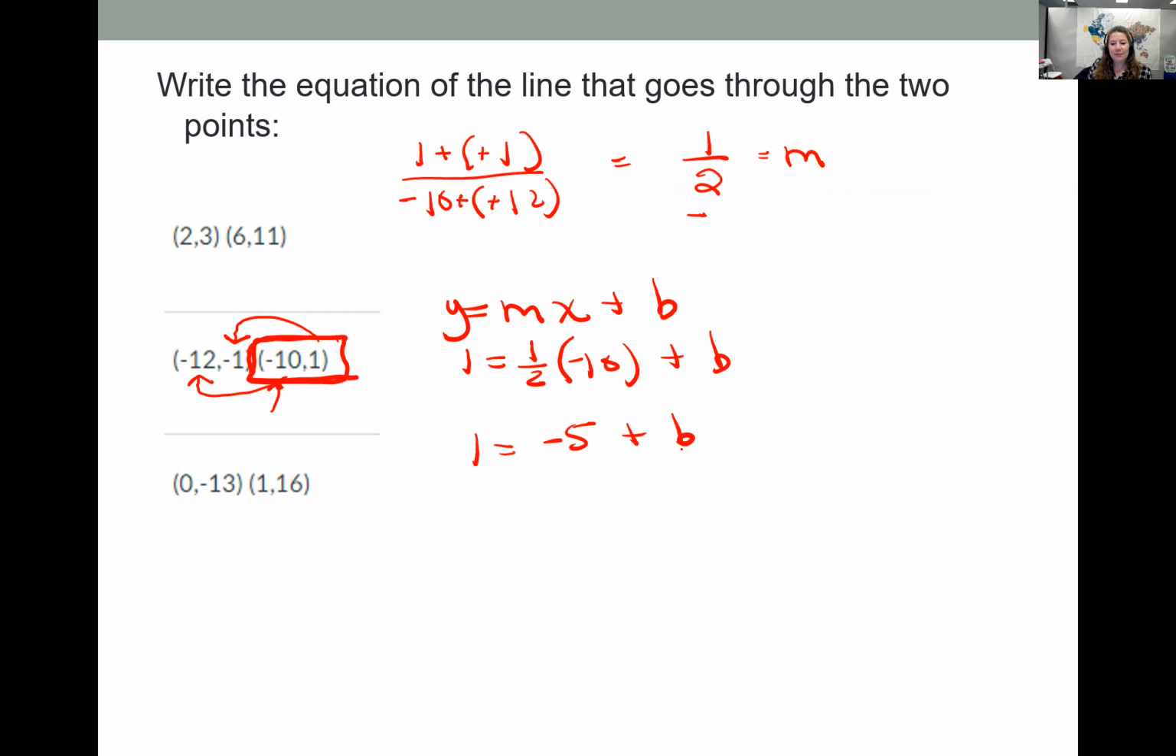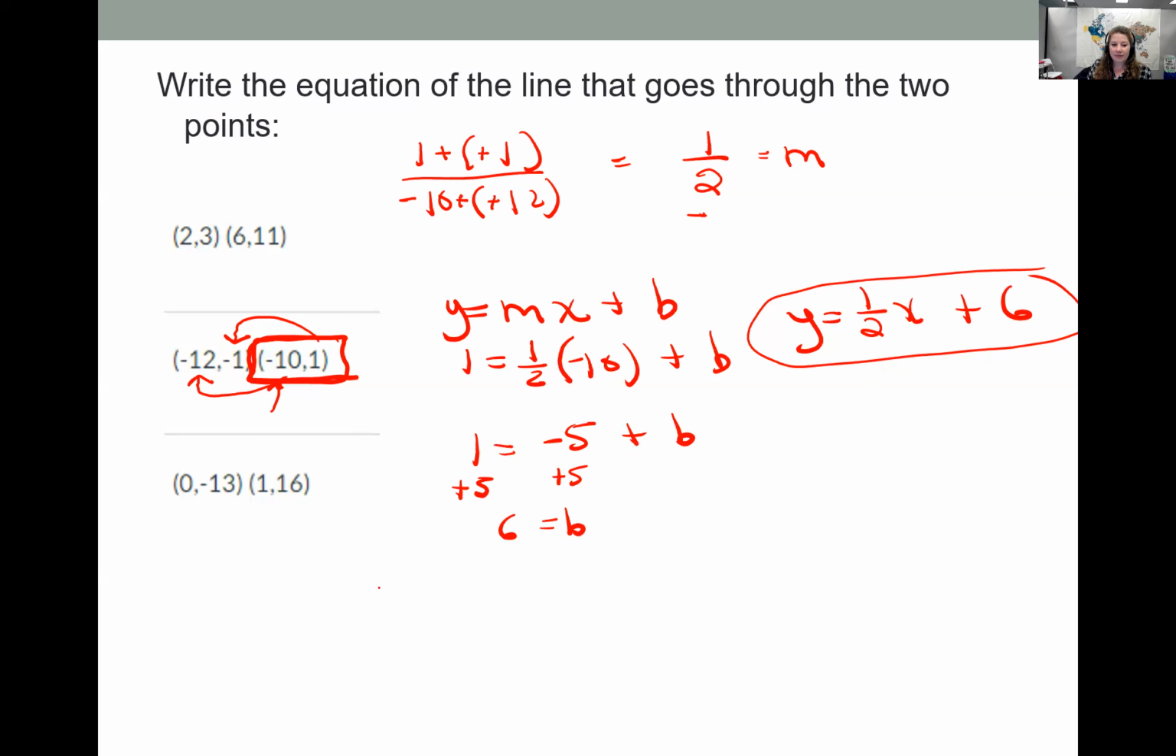And now to solve for b, I'm going to add 5 to both sides. So b is equal to 6. So now my equation is y = 1/2 x, and my b is +6. All right, let's do the last one.